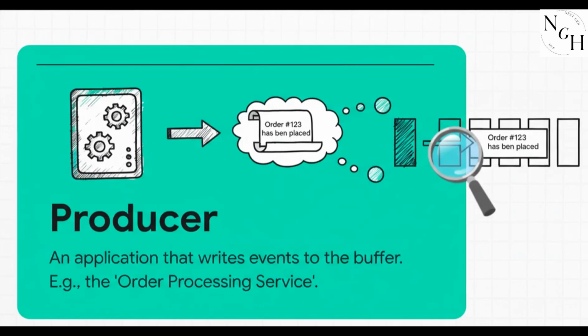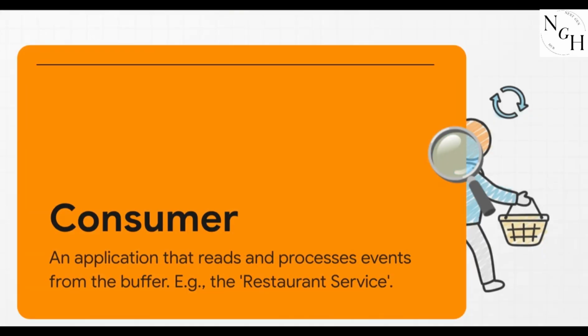In this new model, the application that creates the message, our order service, gets a special name. It's called the producer. Its only job is to produce a message, something like order number 123 has been placed, and just drop it into a central message buffer. And then all those other services, the restaurant, the delivery, the analytics systems, they become consumers. They just independently listen to this central buffer.